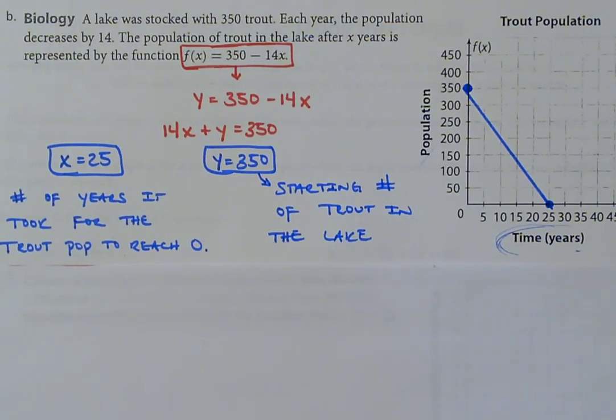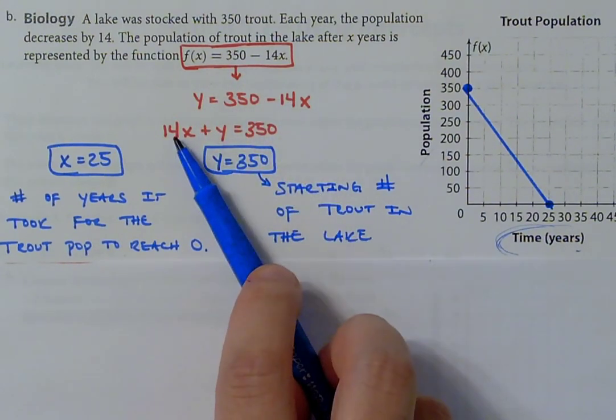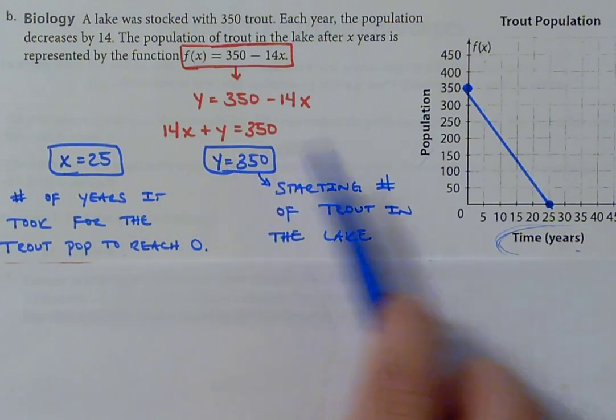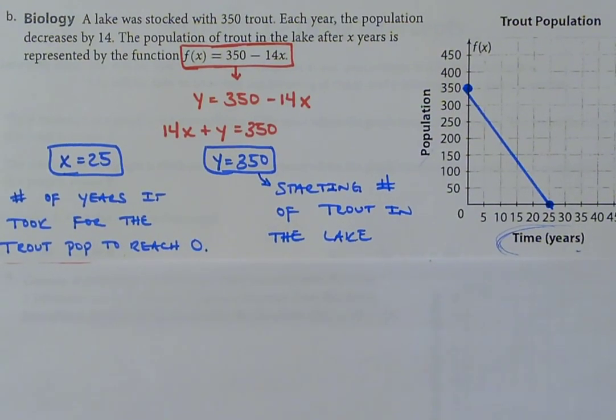So when you get to the ones that give you an f of x equals 350 minus 14x, or similar, take your f of x, change it to y, move the x over with the y, figure out your x and y intercepts, plot your points, and then interpret what both of them mean. And that is how you go through and do example 2.